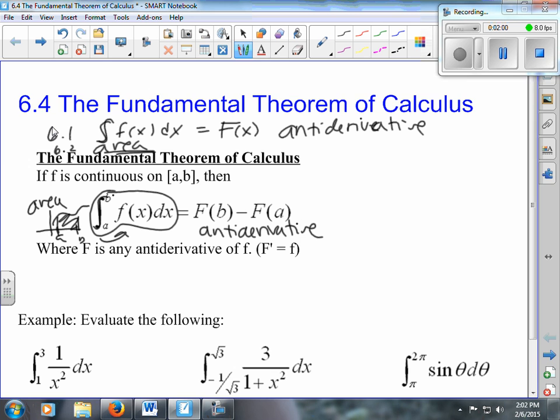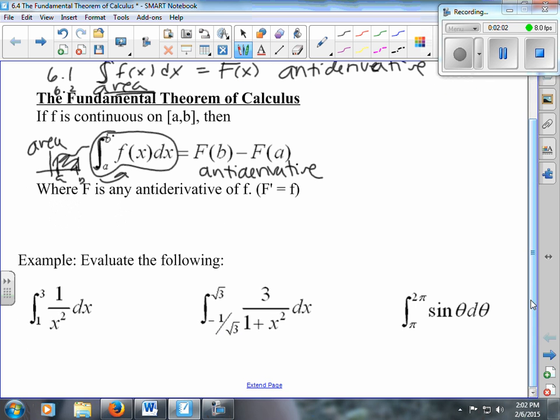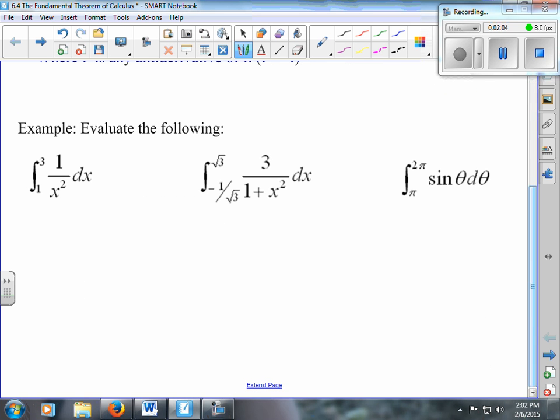So I have three examples here. On number 1 here, the integral from 1 to 3 of x to the negative 2 dx. To find the area, we're going to do the antiderivative, which remember requires the reversed power rule, or the power rule for antiderivatives. So you add 1, negative 2 plus 1 is negative 1, and you divide by that. Now you're going to want to plug 1 and 3 in and subtract.